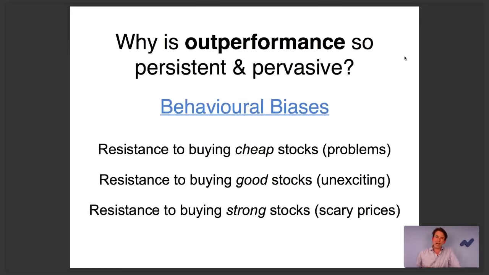Again, why is outperformance so persistent and pervasive? I believe it does come down to these behavioral biases, this resistance to buying cheap shares, a resistance to buying good shares, resistance to buying strong shares. And I think this is one of the reasons why we see these factors outperforming across the globe.